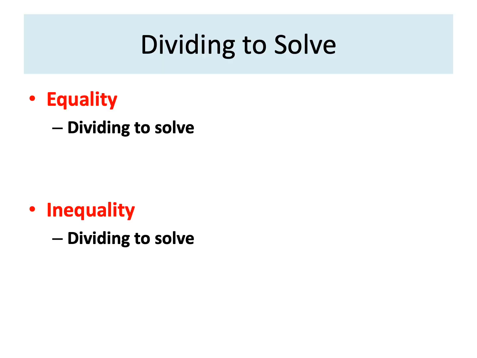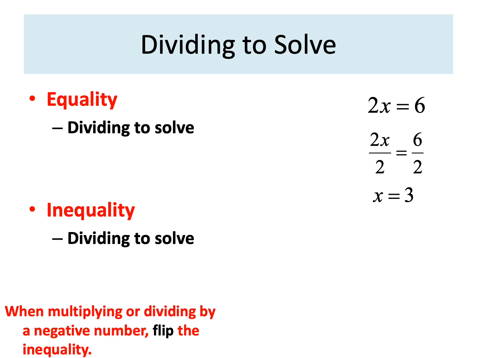Okay. So, dividing to solve. For equality, you just solve it, right? Divide both sides by 2, you get to an answer. For an inequality, as soon as you decide to multiply or divide both sides, you have to say to yourself, am I multiplying or dividing by a negative number? If the answer is yes, then you flip the inequality. If the answer is no, you do nothing except do the multiplication or division.